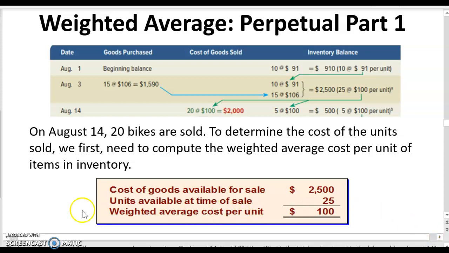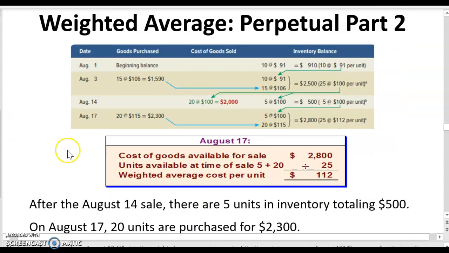If we have a purchase, the next purchase that we have, we'll have to recalculate that cost again. So there we sold, now we've got another purchase. We bring in the cost that we're carrying down, the 5 at 100, bring in the 20 at 115, again do the average, 2,800 divided by 25 units equals $112 per unit.